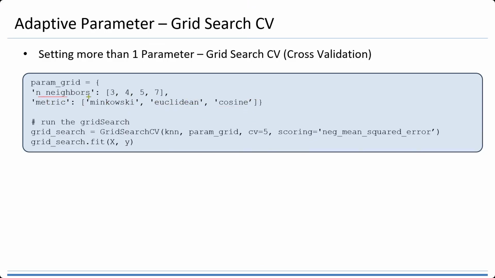After we have the n_neighbors, and after we define the metric, again, we can call the grid search, and then we call the model KNN, put the parameter grid, and the cross validation 5 times. So it means we will split the data into 5 folds, and the scoring uses the negative mean square error. Now let's fit it to the data with X and Y.